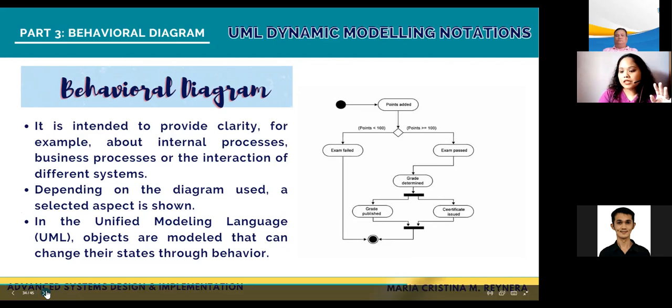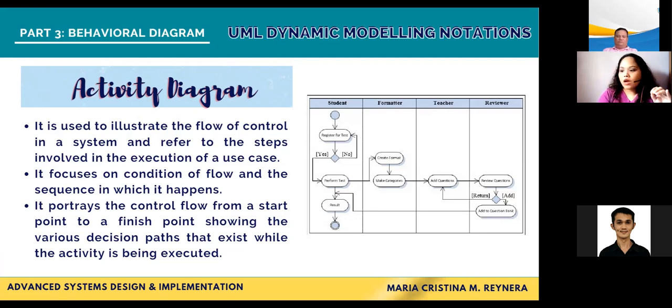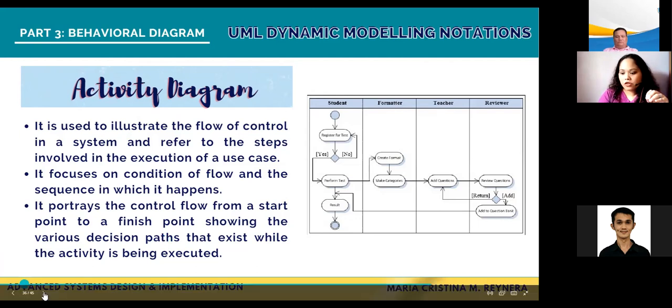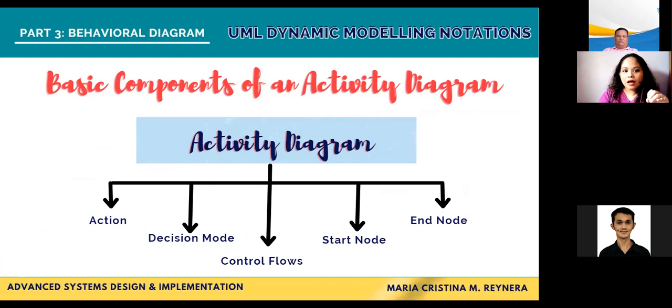Now, what are the basic components of this one? Sorry, I think I missed the slide. So as you can see, the activity diagram is used to illustrate the flow of control in a system. Like I mentioned a while ago, it looks the same as a flowchart. However, the activity diagram has big differences. We're going to discuss the parts in the next slide, but first the basic components of an activity diagram.